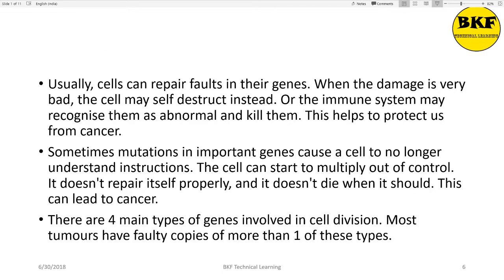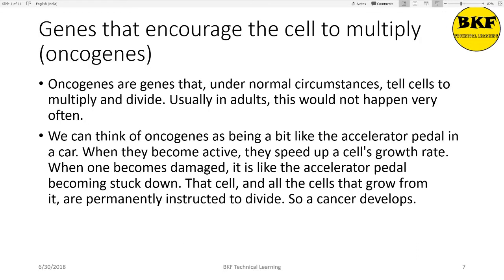Usually, cells can repair faults in their genes. When their damage is very bad, the cell may self-destruct instead, or the immune system may recognize them as abnormal and kill them. This helps to protect us from cancer. Sometimes mutations in important genes cause a cell to no longer understand instructions. The cell can start to multiply out of control. It doesn't repair itself properly and it doesn't die when it should. This can lead to cancer. There are 4 main types of genes involved in cell division. Most tumors have faulty copies of more than one of these types. Genes that encourage the cell to multiply, or oncogenes.